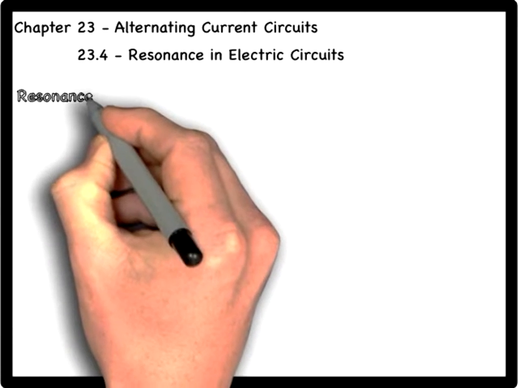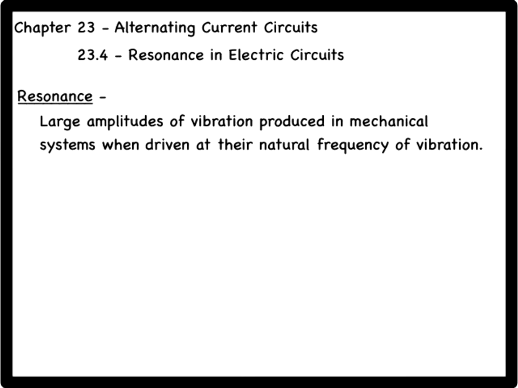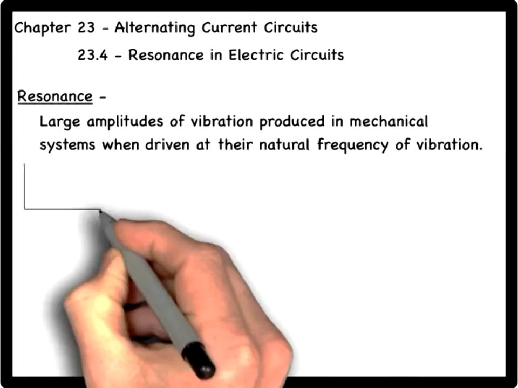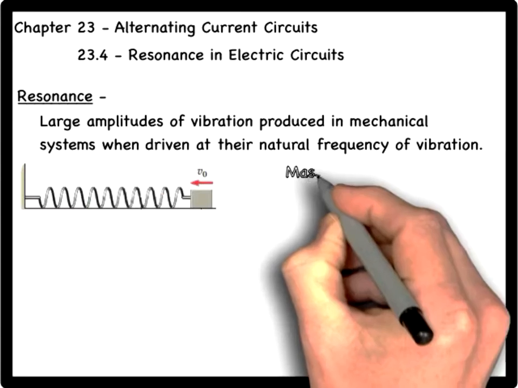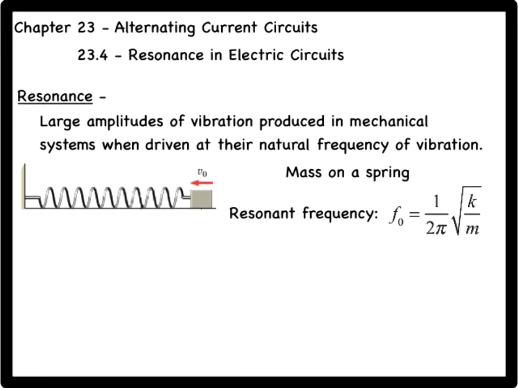At the end of Chapter 10, we discussed the phenomenon of resonance, in which large amplitudes of vibrations can occur in mechanical systems when driven at their fundamental frequency of vibration. For example, resonance can occur when a vibrating force acts on an object of mass m that is attached to a spring whose spring constant is k. In this case, there is one natural frequency, f0, whose value is given by 1 over 2 pi times the square root of k over m.